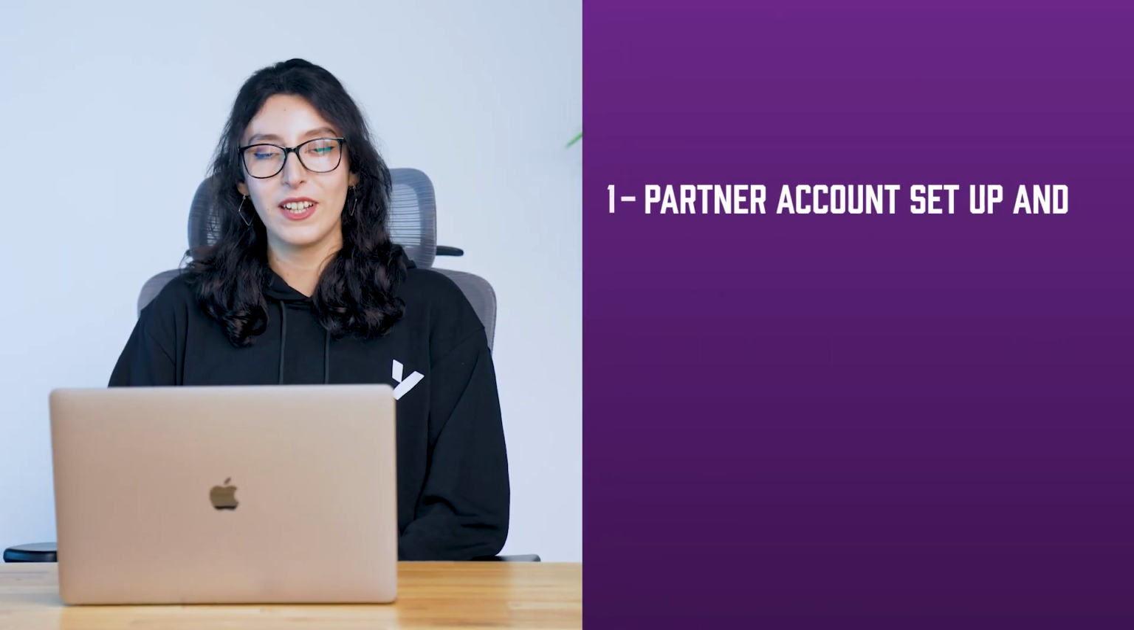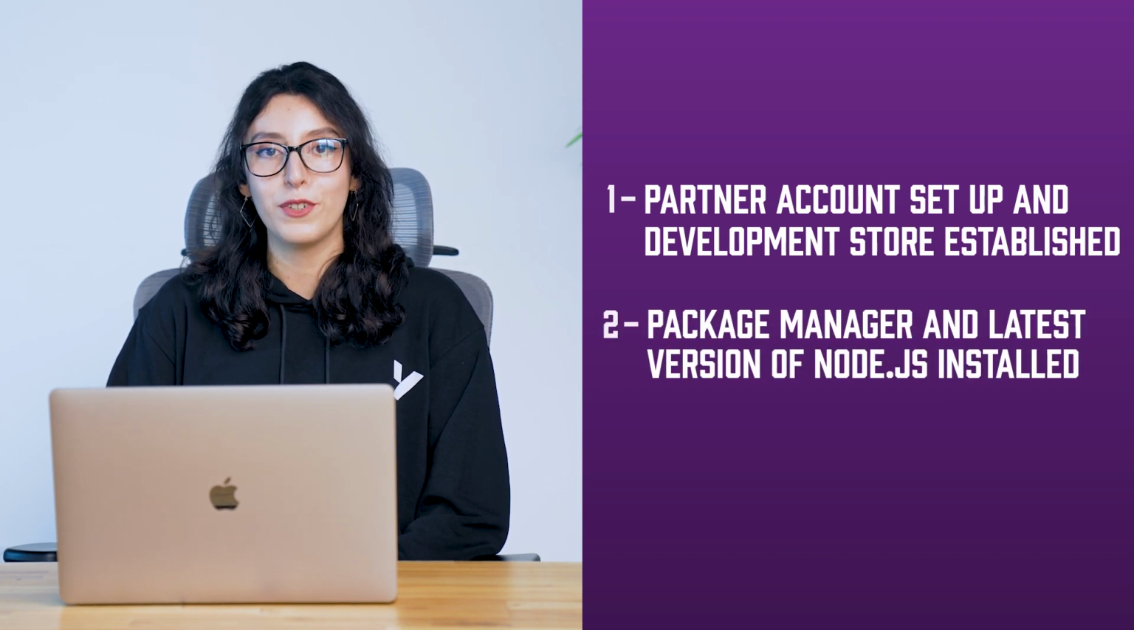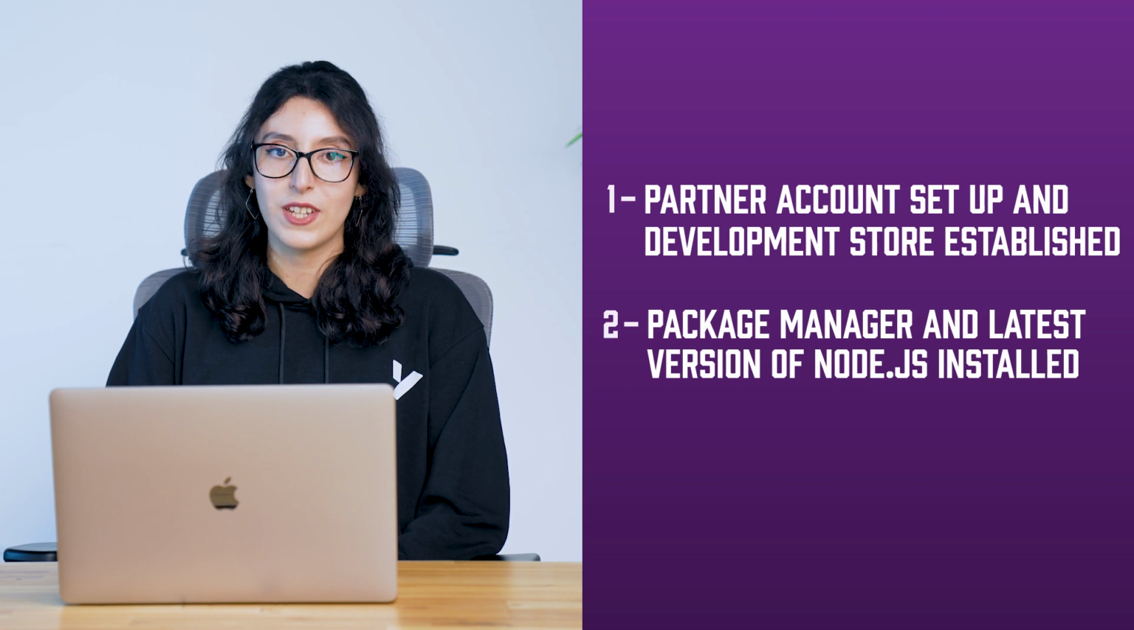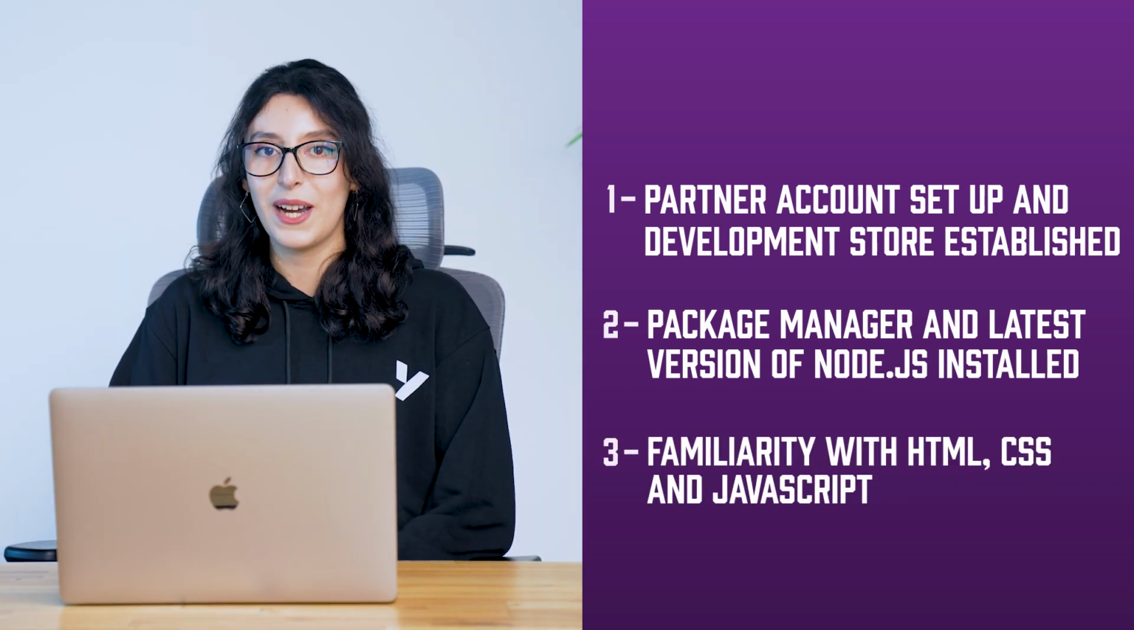So in this video, we'll get started on app development by creating an app based on a Nuxt.js template that tracks orders using the YouCan API. Now, before we start, make sure you have your partner account set up and have created your development store. You should also have a package manager installed, PNPM preferably, and the latest version of Node.js, and be somewhat familiar with JavaScript. Alright, with our prerequisites checked, we're all set to start building our app.